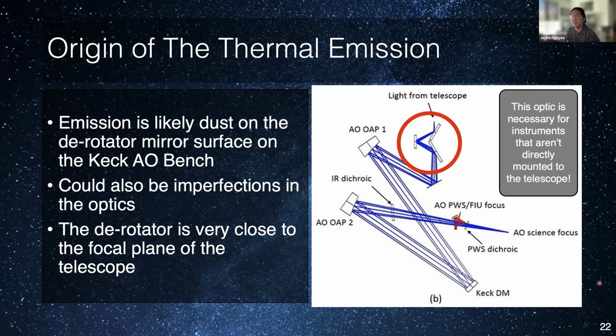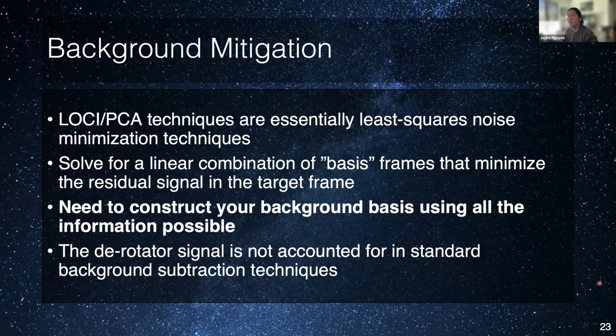And so the de-rotator is a necessary optic. You'll find it on pretty much every single alt-az telescope that has instruments that are not directly mounted to the telescope. But yeah, so how do we get rid of this?